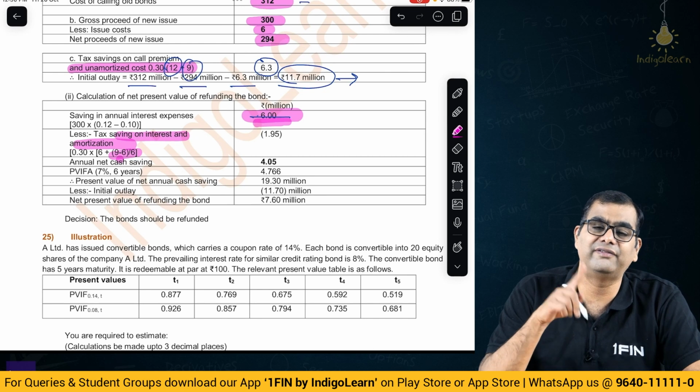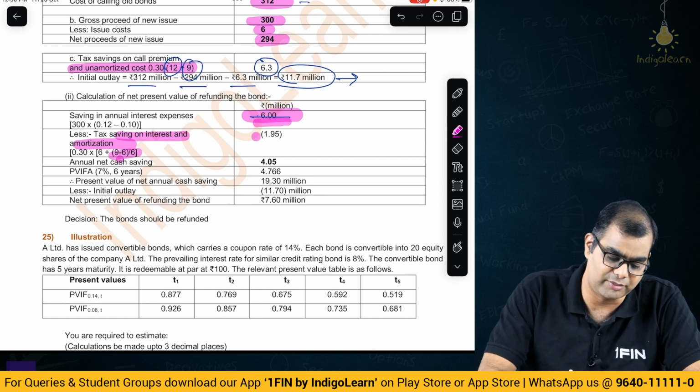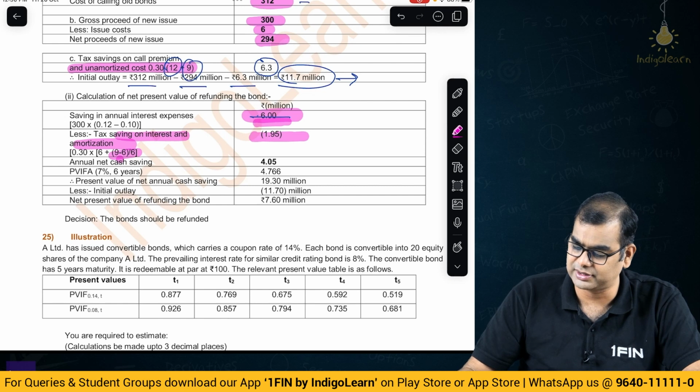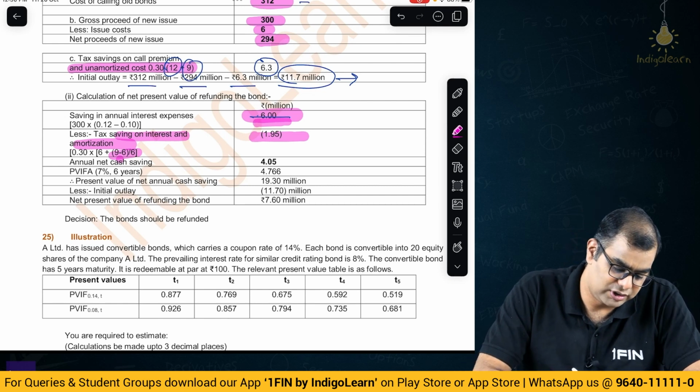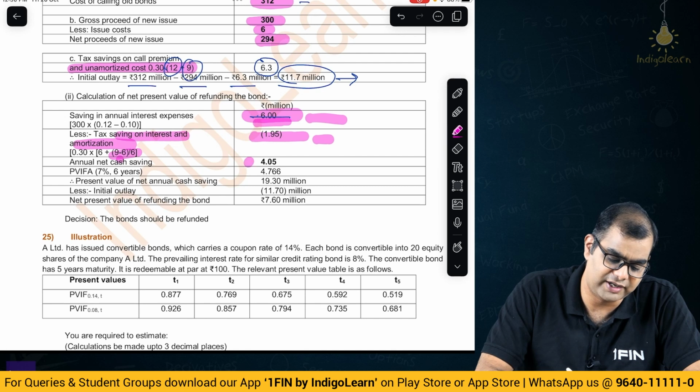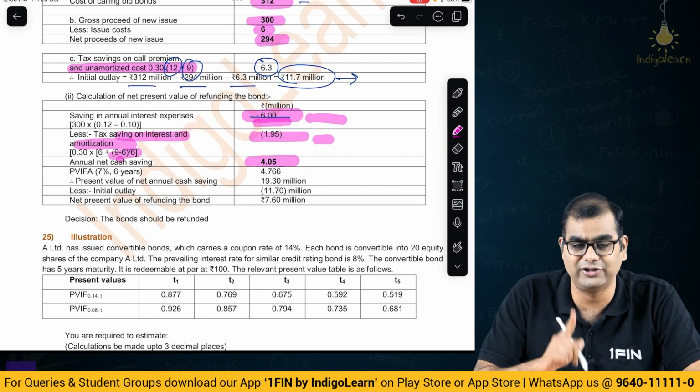On 6.5, every year you are actually losing 30% of tax benefit. So that also you compute: 6.5 into 0.3, you get 1.95. So the net saving is 6 minus 1.95, which is 4.05, but this is the annual saving.